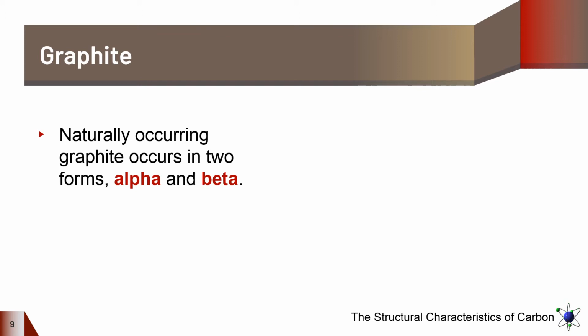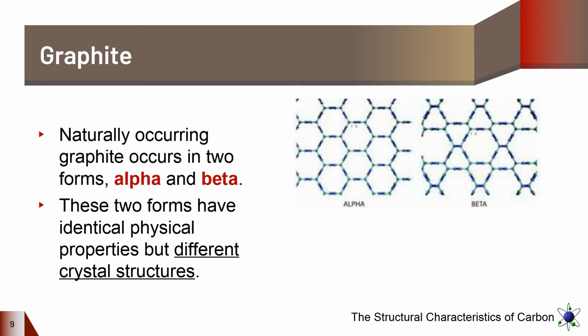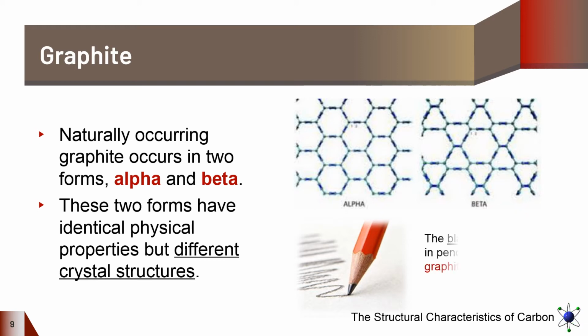Naturally occurring graphite occurs in two forms. It could either be alpha or beta graphite. These two forms have identical physical properties but they have different crystal structures, just like shown in the picture. Now, the black material used in pencils is known as lead, but it is actually called graphite.